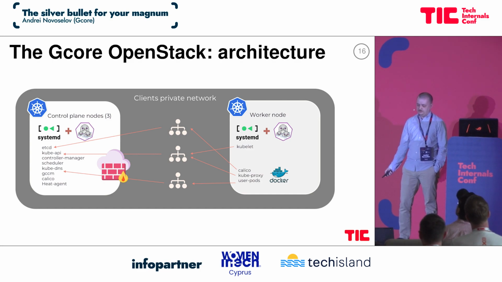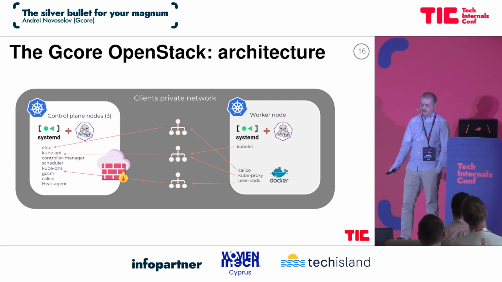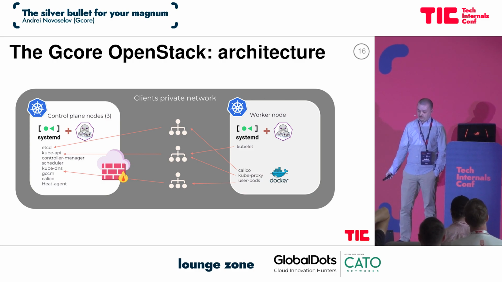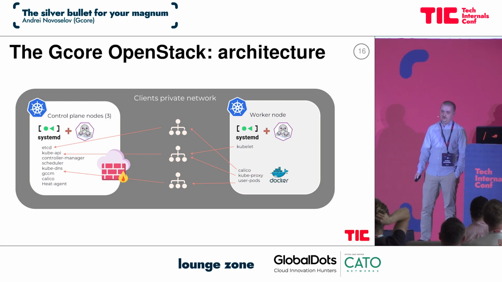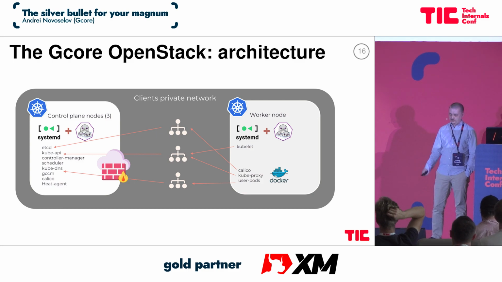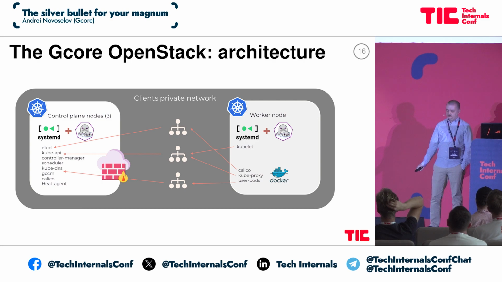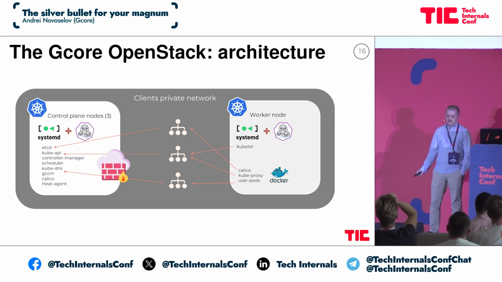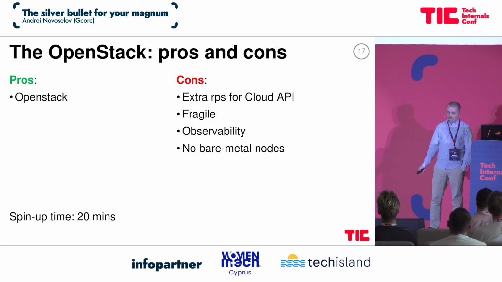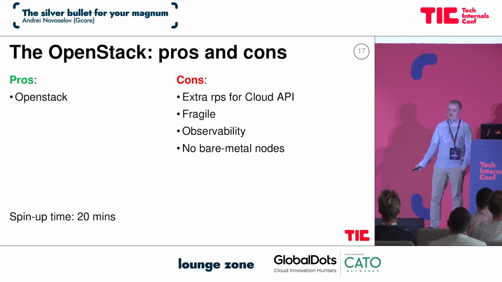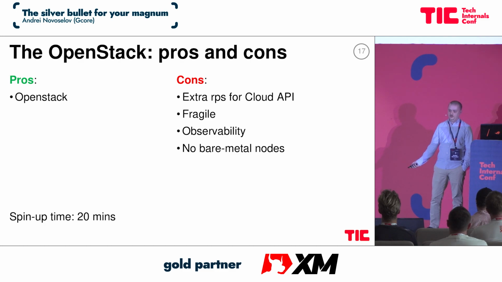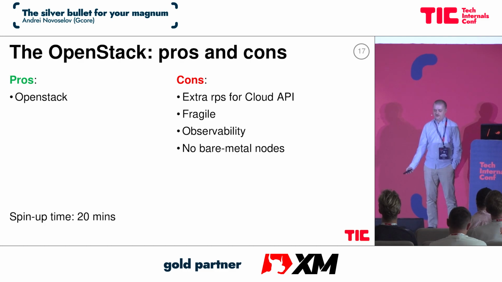On the worker node, only kubelet is run as a systemd unit inside podman. Everything else is run by the container runtime, which is Docker in our case. And the operating system is Fedora CoreOS, and that's a limitation. So what are the pros and cons of this approach? Well, the biggest plus is that it's OpenStack, so it has a big community. The community will write new features for us, and we can save our time for doing something else.